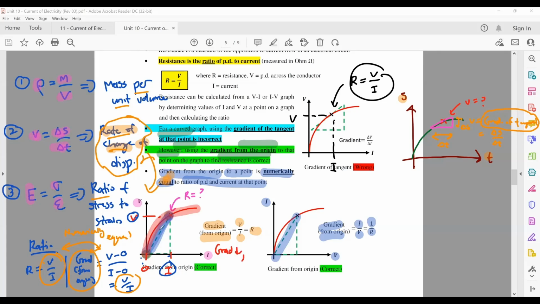You see it's becoming less steep. I can see that the gradient here is dropping, the resistance here is increasing. But on the other hand, if you look at the second example here, what can I say about the gradient? The gradient is dropping.